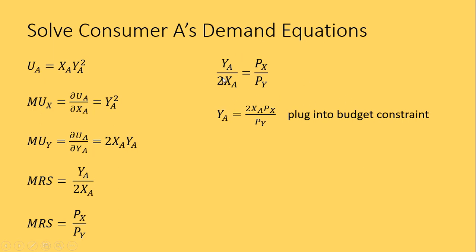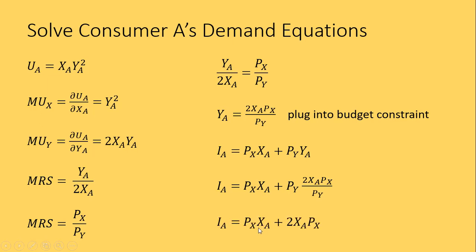Solving this equation for Y, we're now going to plug it into consumer A's budget constraint. In consumer A's budget constraint, I represents income of consumer A, and then we have the usual price times quantities for good X and good Y. So making a substitution for Y subscript A, we get the following, and we're going to solve for X. Simplifying, the price of good Y cancels here.